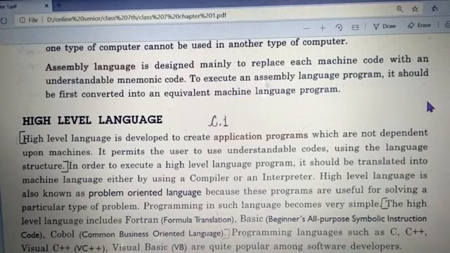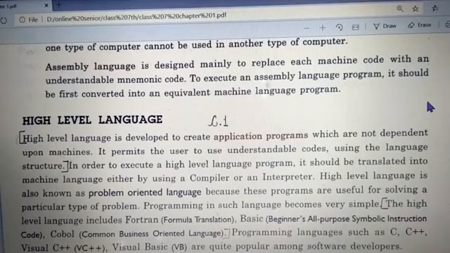Now how does a high level language work, children? Because it is understandable code, obviously it would be in our language. So to make it understandable to the computer, what we need to do is translate it into machine language. And how can we do that? We can do it with the help of a compiler or an interpreter.